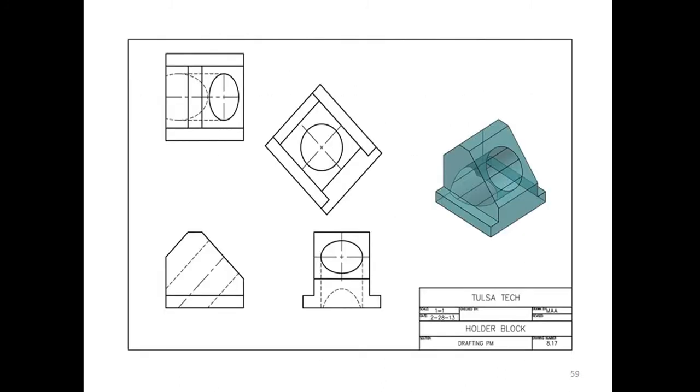This is related to the auxiliary view, which is similar to an orthographic view but not parallel to these planes, or not parallel to the horizontal or vertical lines, and this view is called an auxiliary view.